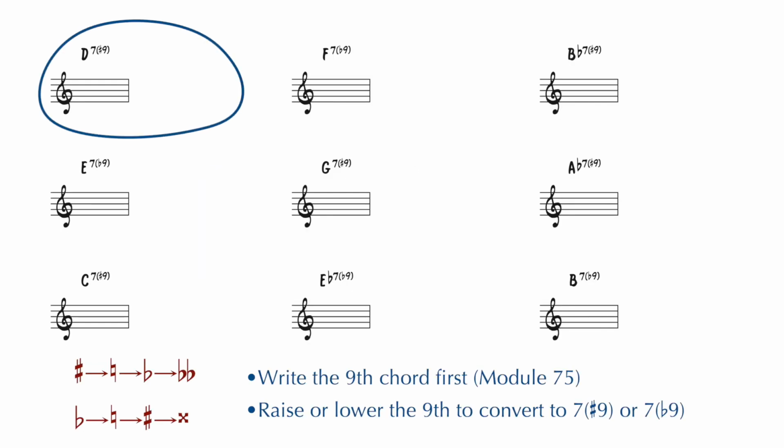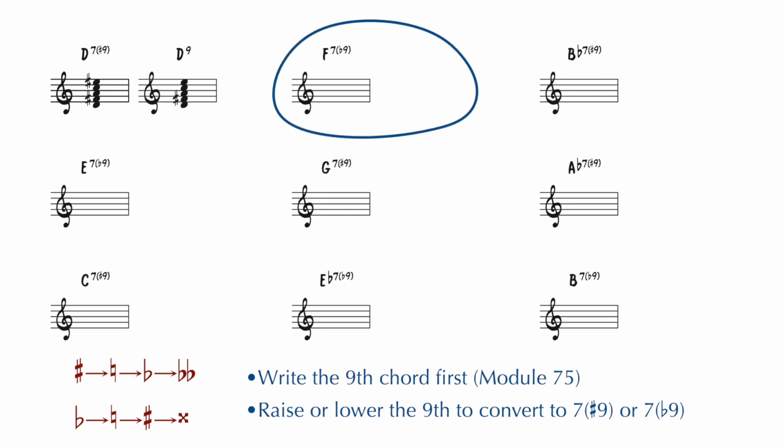Number 1, D7 sharp 9. First write a D9 chord. That's going to be D, F sharp, A, C, and E. This is a sharp 9, so we're going to raise the ninth of the chord. The ninth is E. Change that E to an E sharp. Now we have D, F sharp, A, C, E sharp, D7 sharp 9.